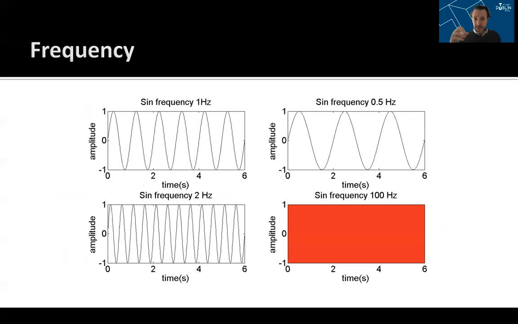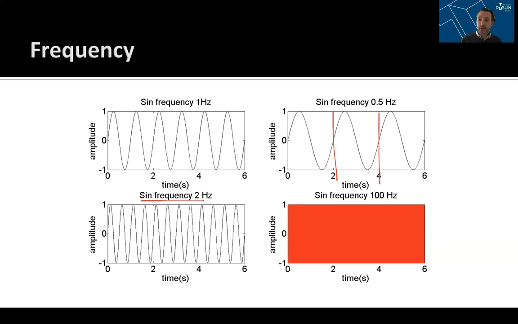So let's think about frequencies first. This is a 1 Hz sine wave of amplitude 1 over 6 seconds. This is a half Hertz sine wave over 6 seconds. A half Hertz sine wave means it repeats every 2 seconds, since 1 over frequency is time. So here we have a repetition, and here another, and so there are 3 repetitions.